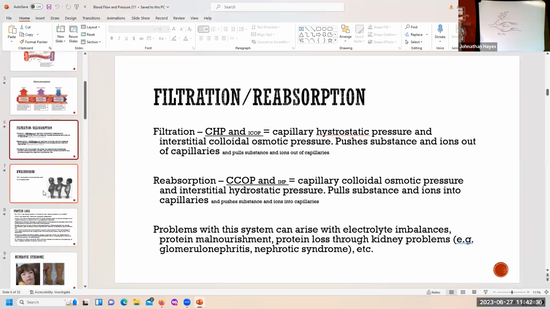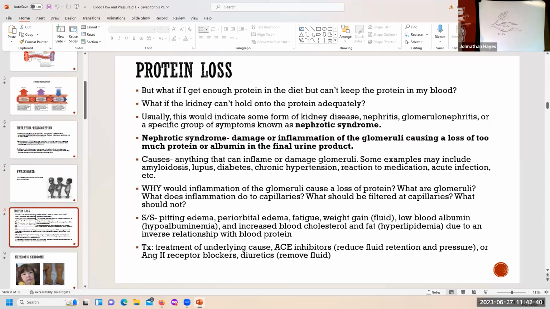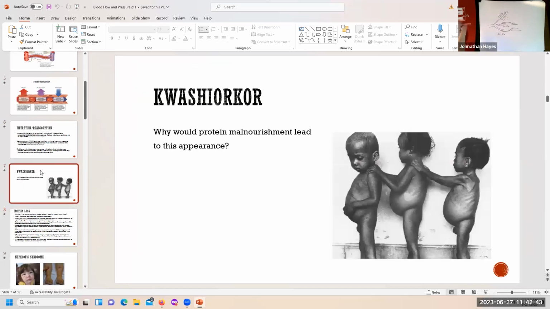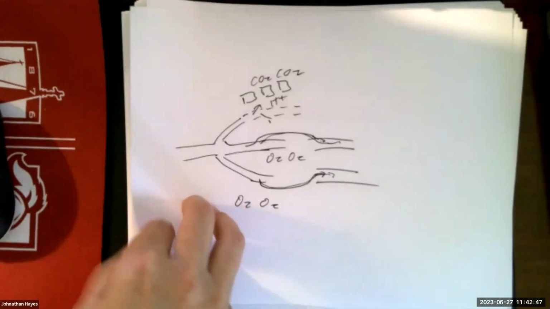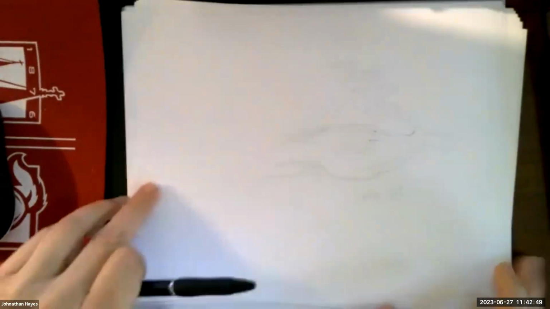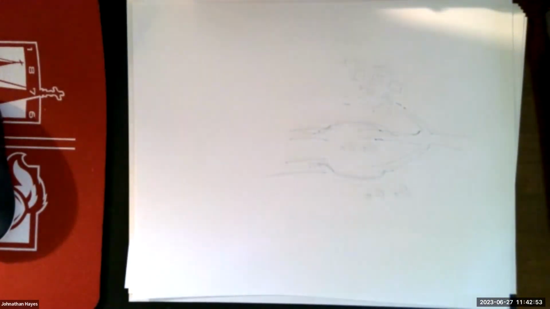Let's talk about a couple problems. Kwashiorkor, nephrotic syndrome. Okay. So once you understand how normal works, abnormal is pretty easy. And it helps to explain the important aspect of normal, right?